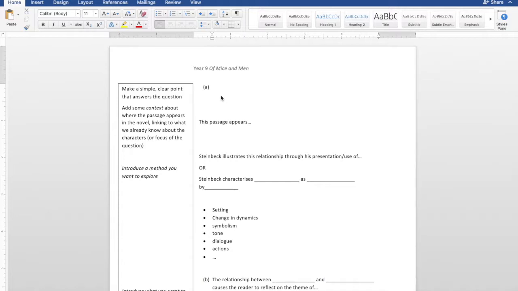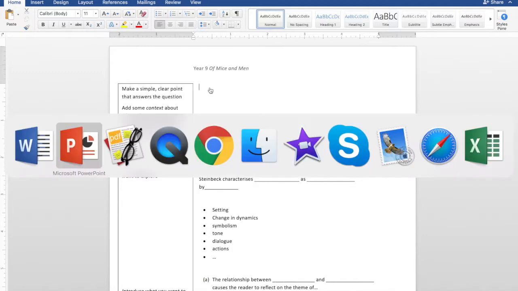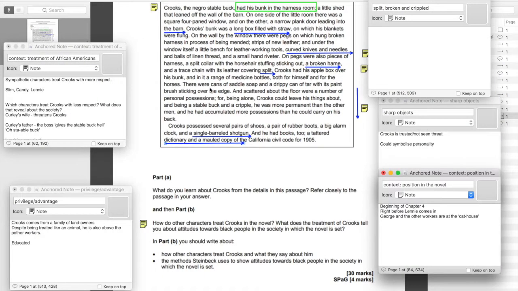So we've got two parts to the question, A and B, and we want to answer it. So let's have a look again. What do you learn about Crooks? And how do the other characters treat Crooks in the novel? And what does the treatment of Crooks tell you about attitudes towards black people in the society in which the novel is set? So we've got some different ideas here.